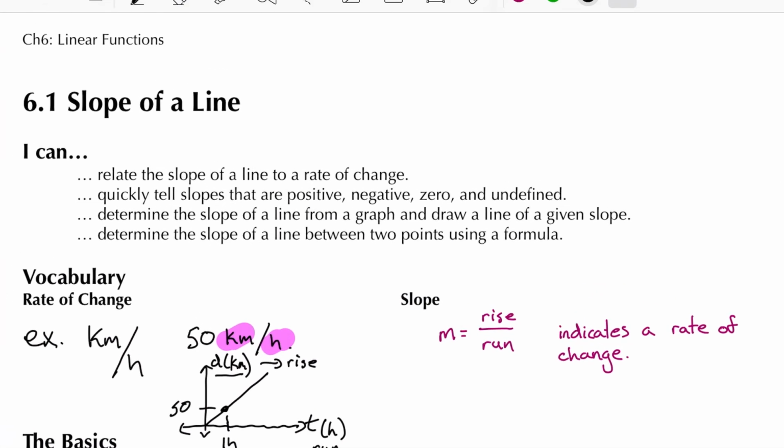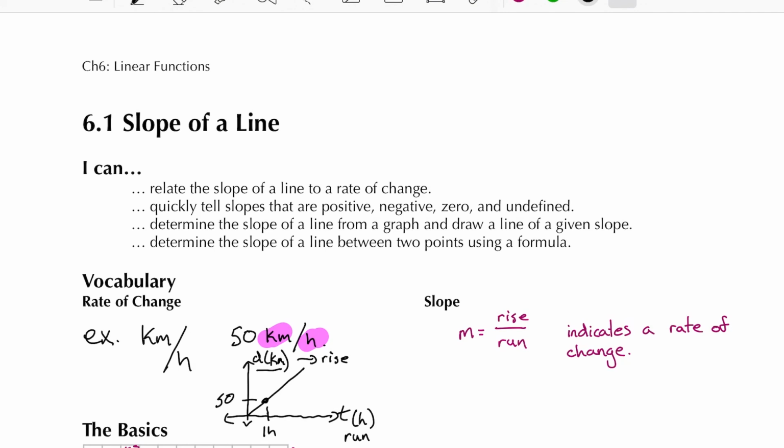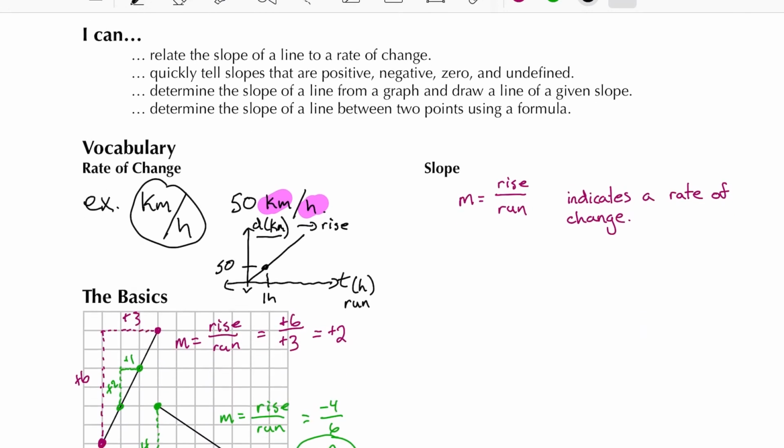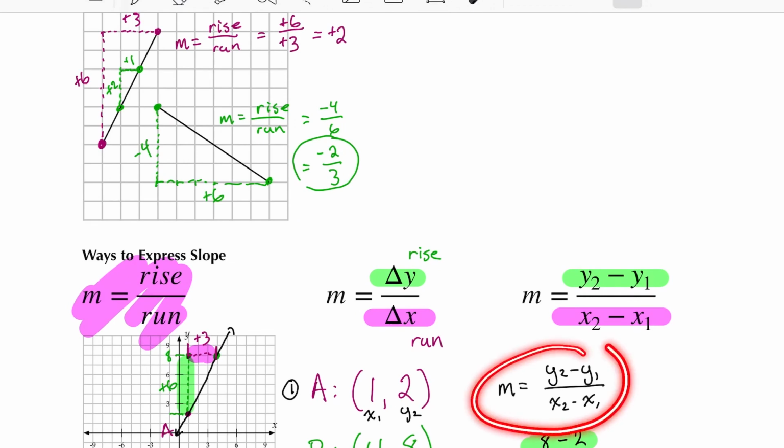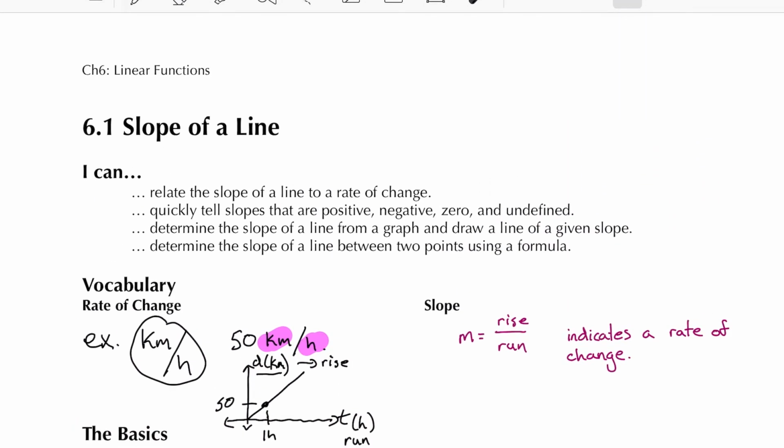All right, so I hope you can see how the slope of a line is related to a rate of change, like kilometers per hour in a graph. You can quickly tell slopes that are positive, negative, 0, and undefined. You can determine the slope of a line from a graph. That's what we did right here. And you can draw a graph of a given slope. We haven't done any of those yet. We'll do that in the examples. And you can determine the slope of a line between 2 points using a formula. That's right here. All right, I hope this was helpful for you.